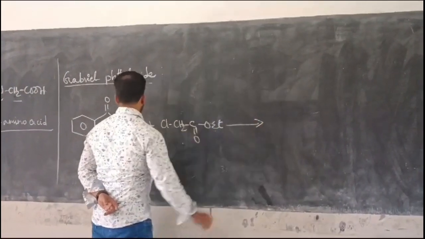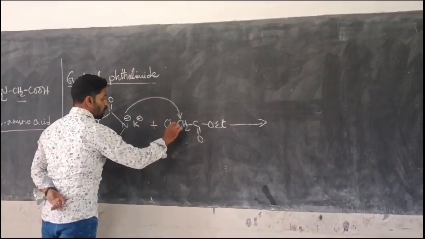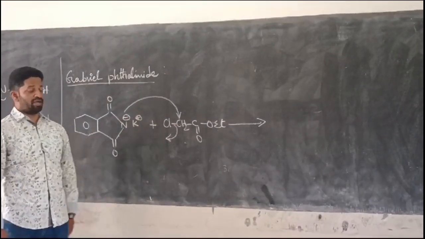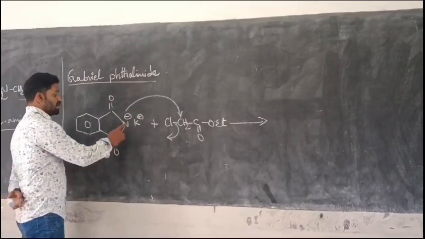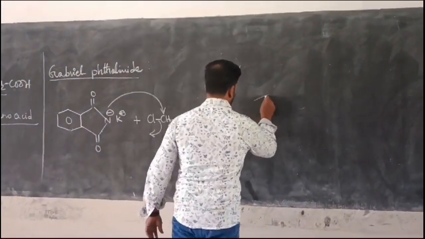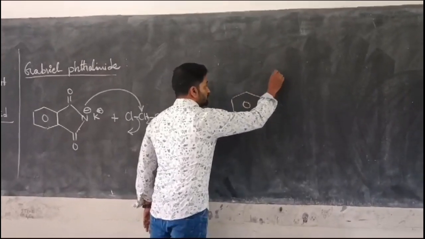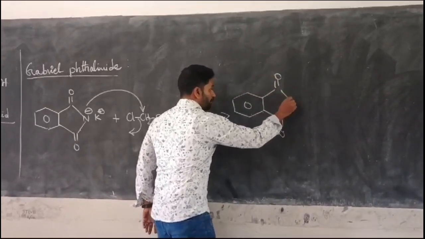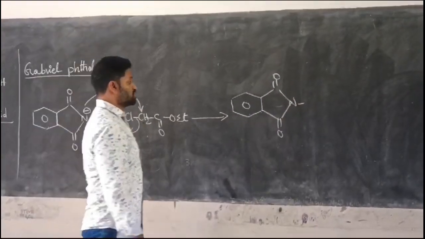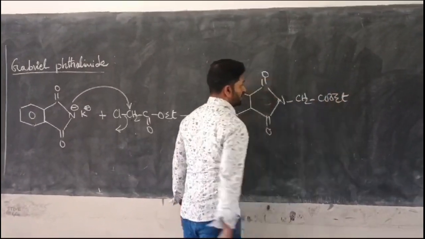So now what happens is this nucleophilic nitrogen atom attacks this CH2 group. This chlorine leaves as a chloride anion, combines with the potassium, and potassium chloride is eliminated. So we are making a nitrogen-carbon bond. So now we will have C double bond O, nitrogen bonded to this carbon atom, CH2, COOEt, right?